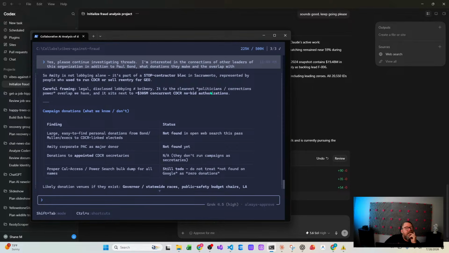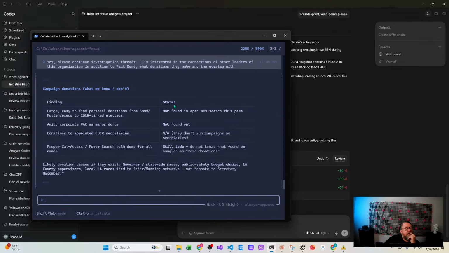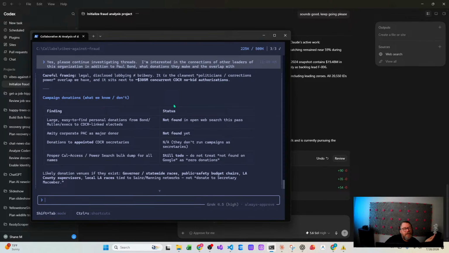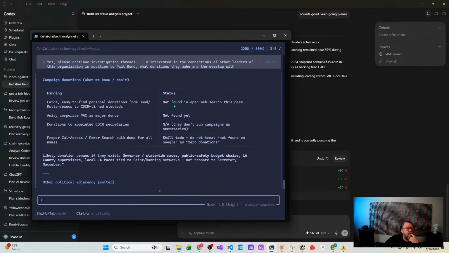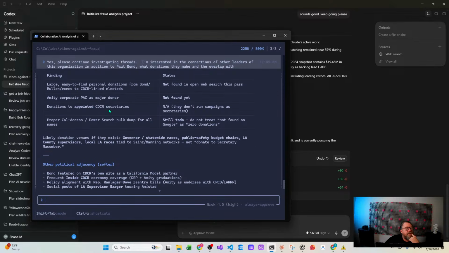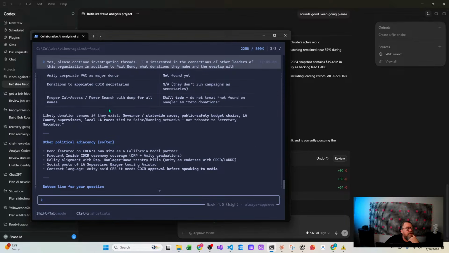It's the cleanest politicians and corrections power overlap we have, and it sits next to $305 million in concurrent CDCR no-bid authorizations. Why is there no bidding process? Like $300 million, there should be a competitive bid. Why are we just giving that amount of money to an organization that's headquartered in Tucson, Arizona? That's insane. Didn't find large personal donations yet. That's fine.